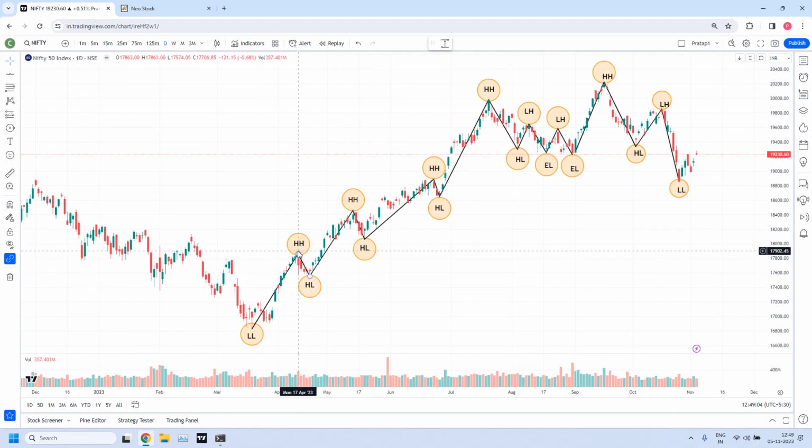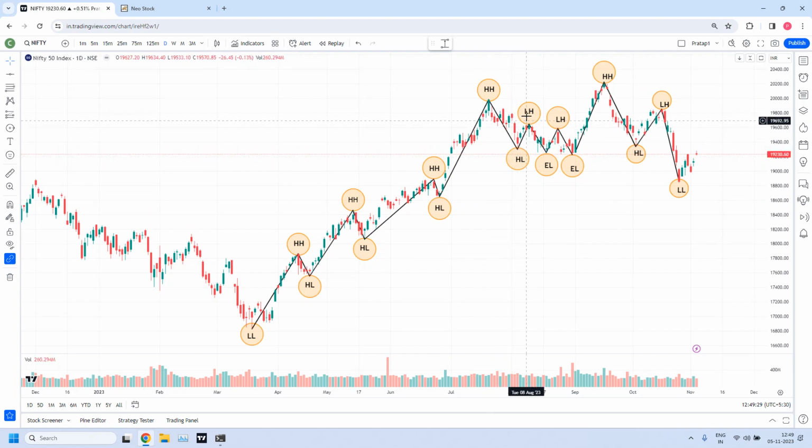Now compare these two. This is higher high, higher low. What does higher high, higher low indicate? Uptrend. So in this swing, the uptrend has started. Higher low, higher high, uptrend. Higher high, higher low, uptrend. Higher low, higher high, uptrend. Higher high, higher low, uptrend. Again higher low, higher high, uptrend. Higher high, higher low, uptrend.